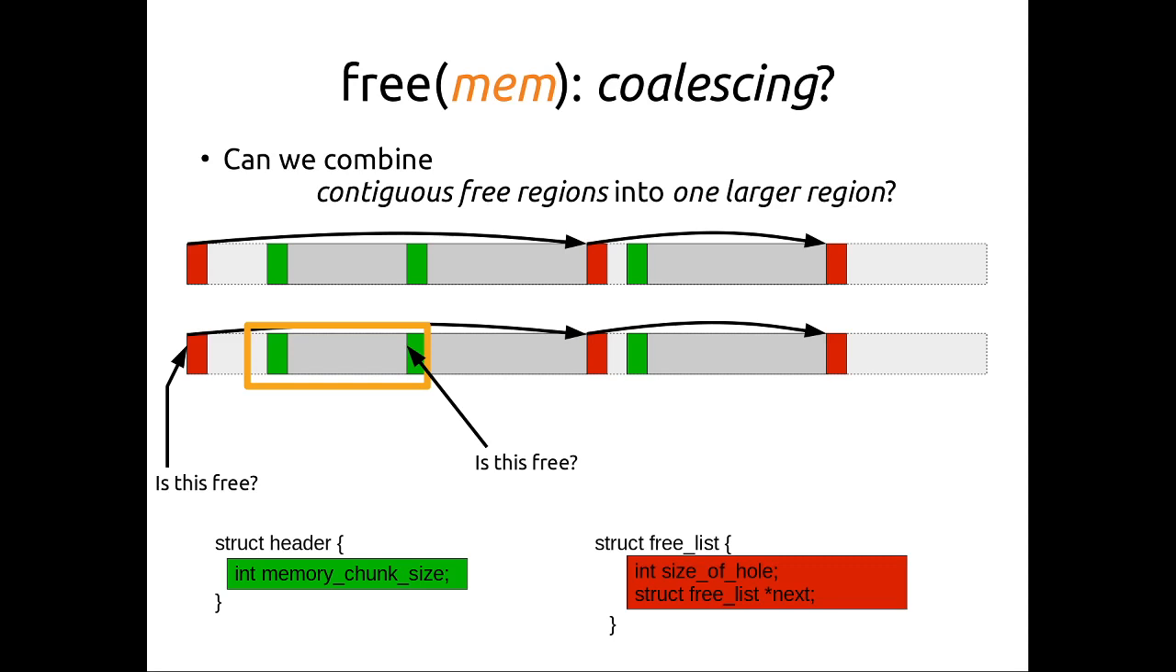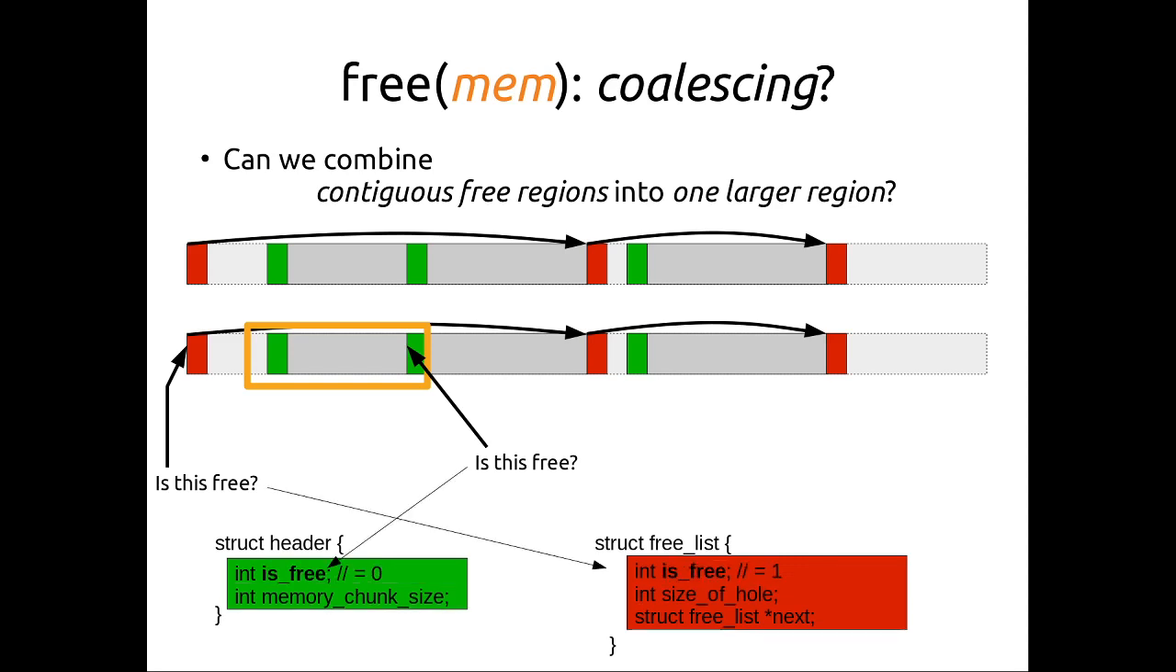So we have the data structures down below, and to actually answer this question, the most direct way to do it is probably just to add a bit within the header and within the free list so that we can see, is this free or not? You can imagine that in the free list entry, that bit is always set to 1. For the header of an allocated range of memory, it's always set to 0. So now we can tell whether that chunk of memory before and after us is free, and therefore whether we should coalesce.